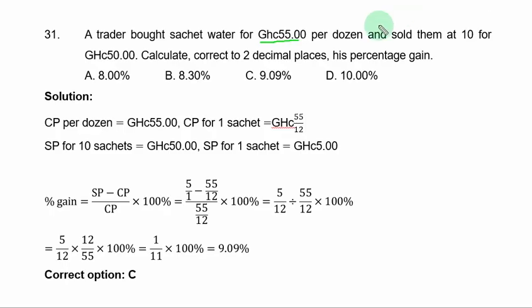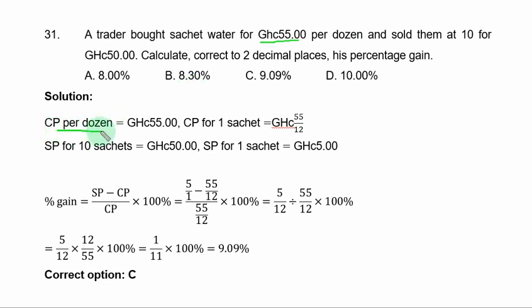Question 31. A trader bought sachet water for 55 Ghana cedi per dozen and sold them at 10 for 50 Ghana cedi. Calculate correct to 2 decimal places his percentage gain. Solution. If you look at the cost price, it is given for 12 and the selling price for 10. They are different. You cannot use them like that. So you have to get for one sachet.